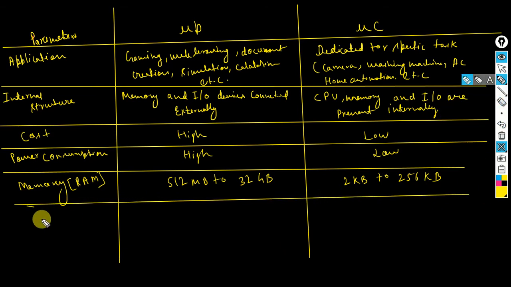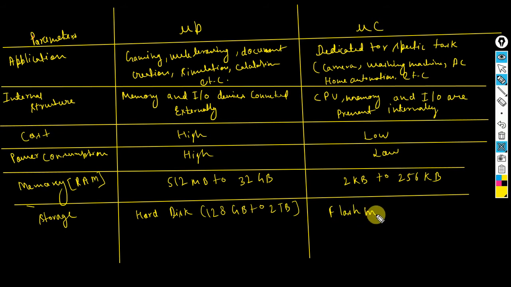Okay, next is storage. In terms of storage, in a microprocessor we use hard drives or hard disk. Hard disk memory lies between 128 gigabytes to 2 terabytes generally. Okay, and in our microcontroller we have flash memory, and flash memory lies between 32 kilobytes to 2 MB.